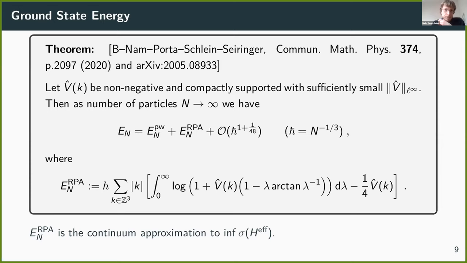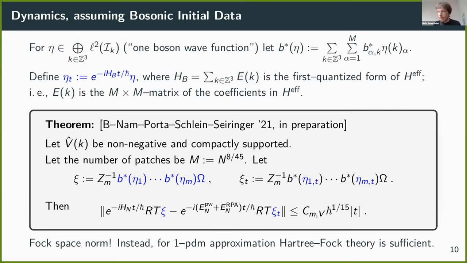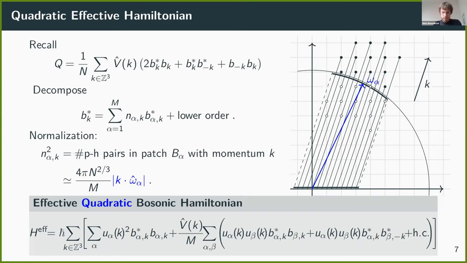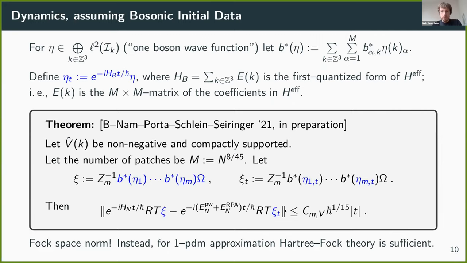Another thing we can do rigorously is the dynamics, assuming bosonic initial data. Now, I'll try to summarize that in 30 seconds. What we do here is we consider initial data that is constructed by creating bosons on top of the Fermi ball. And then we can prove that these actually evolve under the effective Hamiltonian. So they evolve as non-interacting bosons with exactly this quadratic Hamiltonian here. And rigorously, what we prove is that this constitutes an approximation in Fock space norm for the Schrödinger evolution of this initial data R T psi, where T is the Bogoliubov transformation that diagonalizes the effective Hamiltonian.